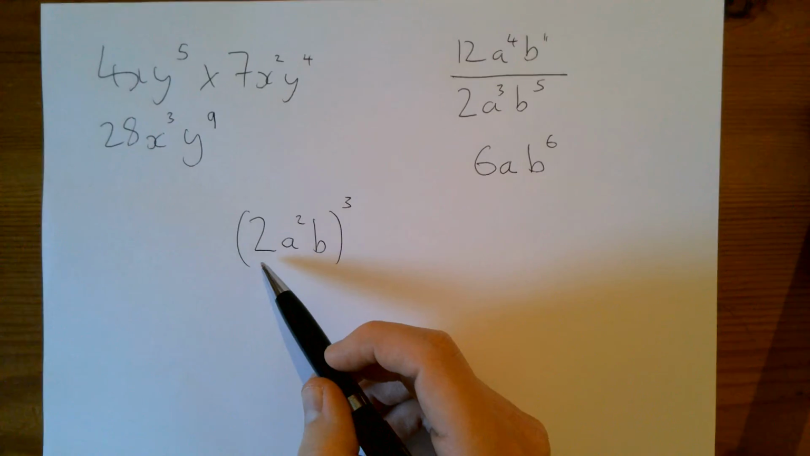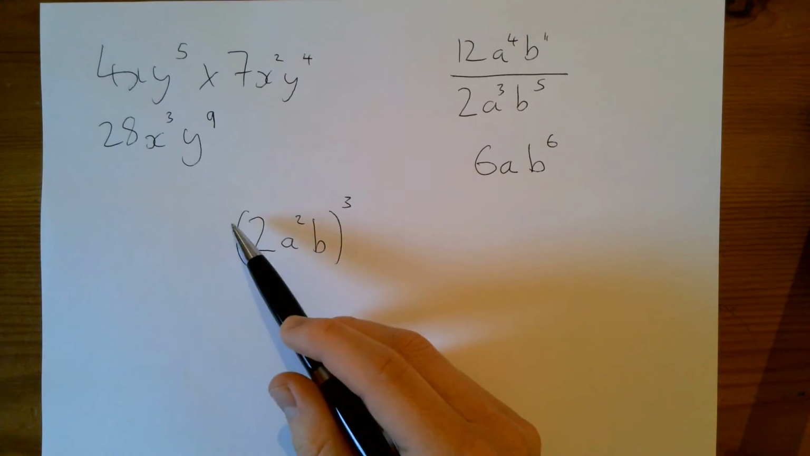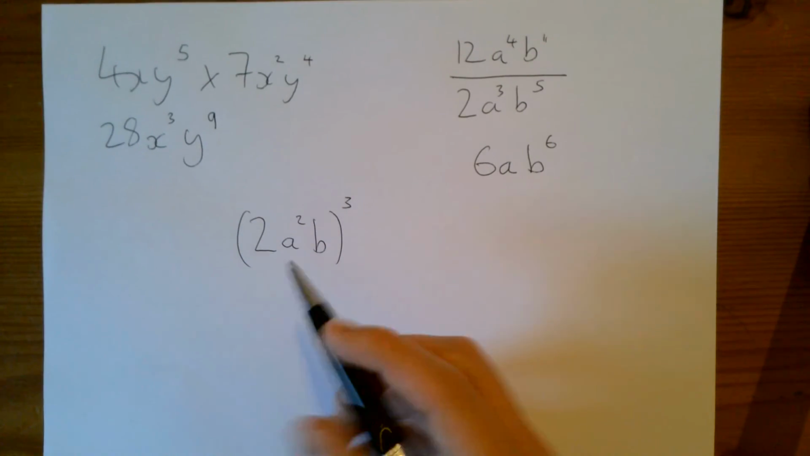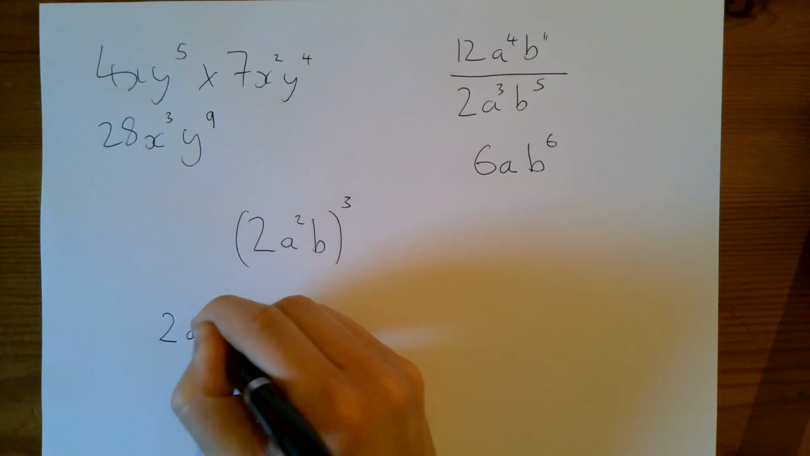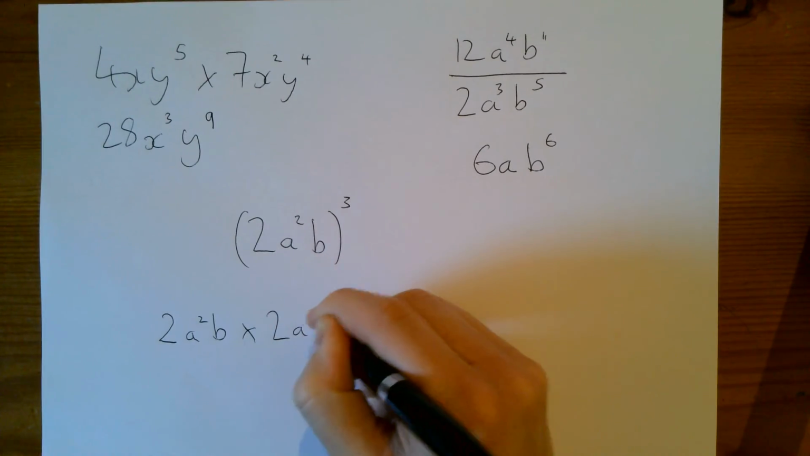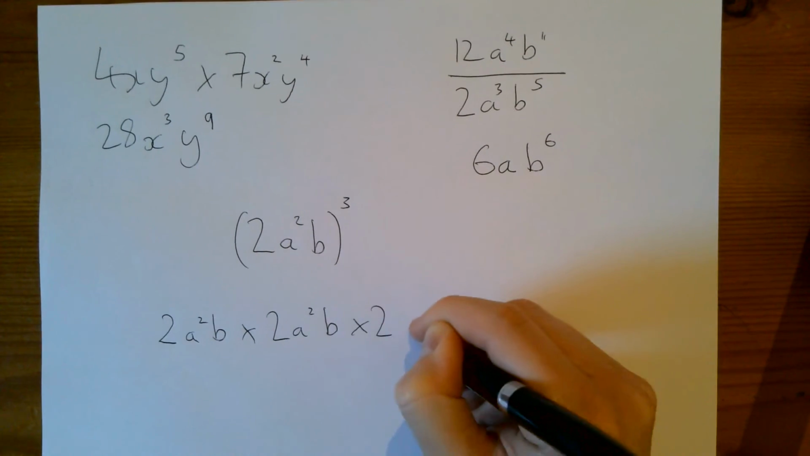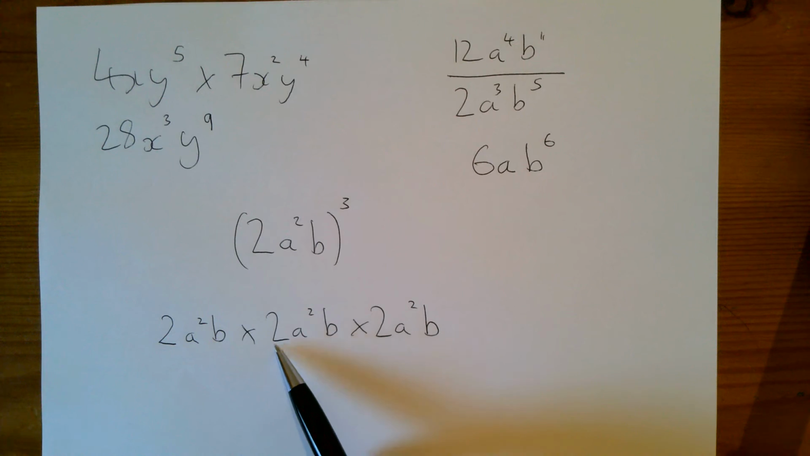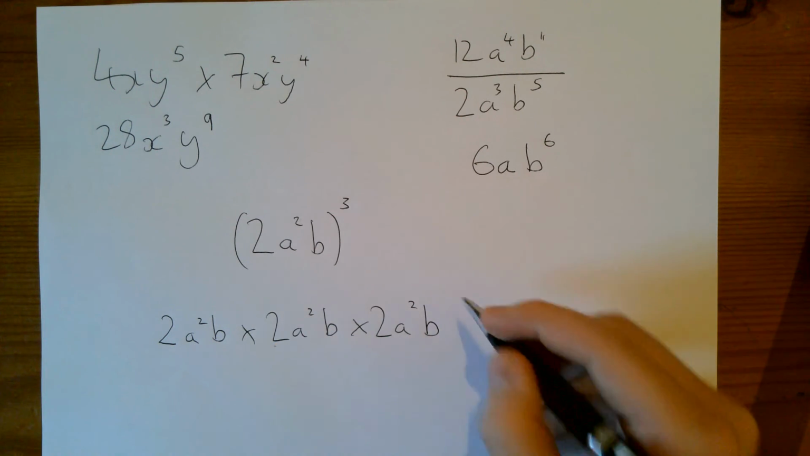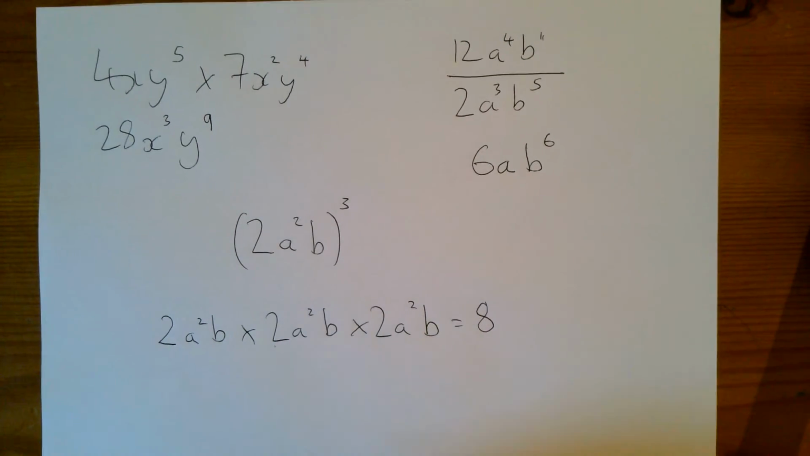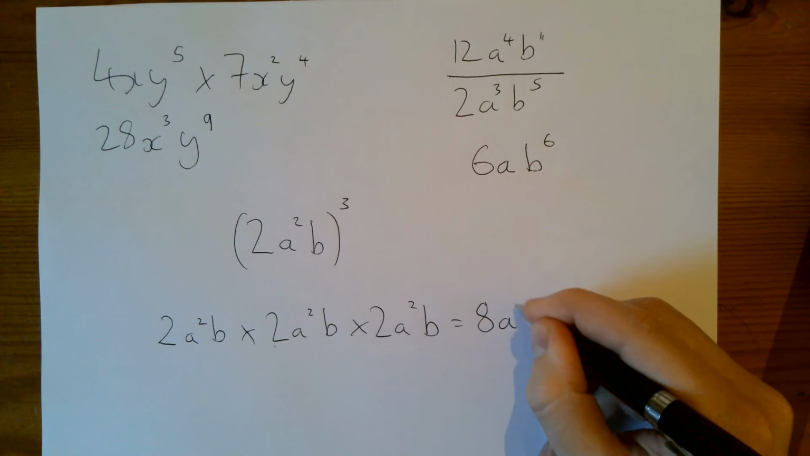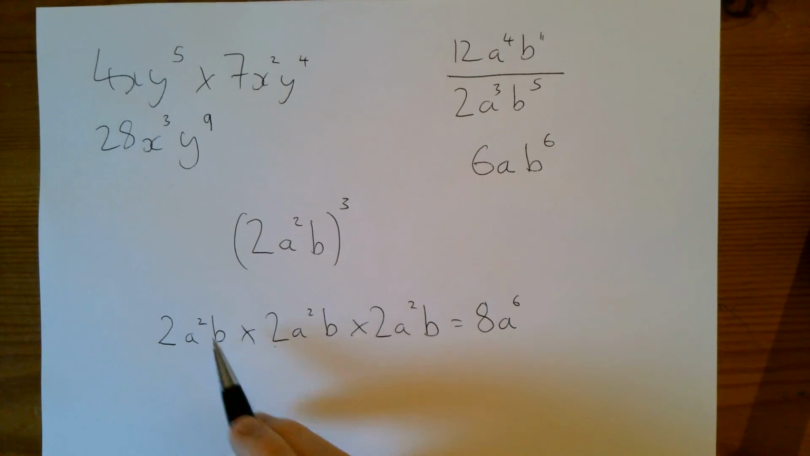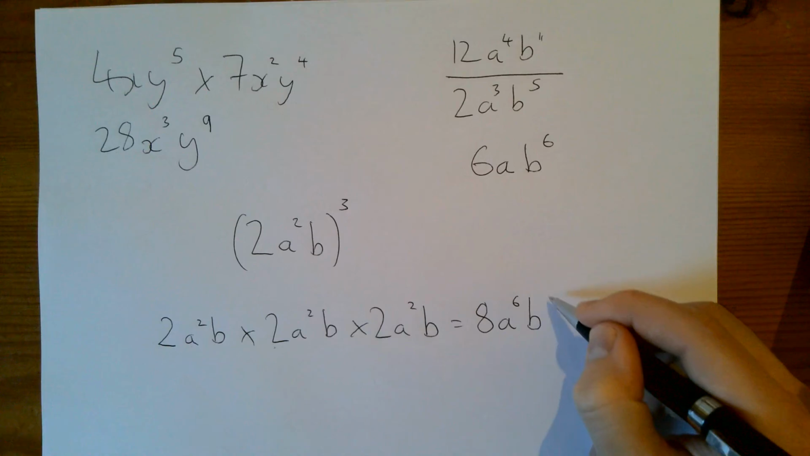This last one then, 2a squared b, all cubed. So this whole thing is being cubed. So we've got 2a squared b times 2a squared b times 2a squared b. Well, 2 times 2 is 4, times 2 is 8. a squared times a squared is a to the power 4, times a squared is a to the power 6. And then b times b times b is b cubed.